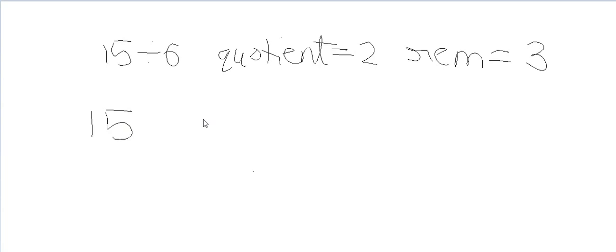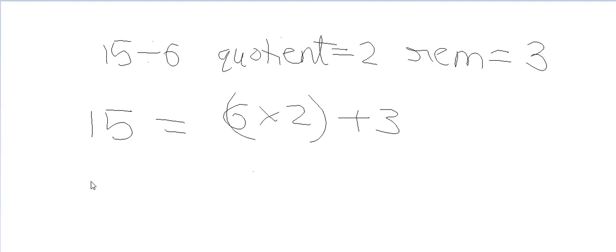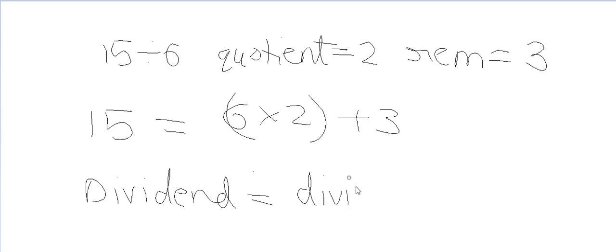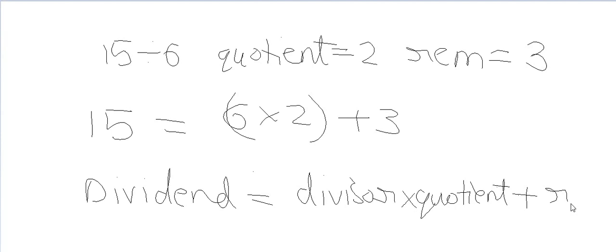So what is the relation between the dividend, the divisor, the quotient and the remainder? It is that we can write 15 is equal to 6 into 2 plus 3. That is, we can write dividend is equal to divisor times quotient plus remainder. This is the general thing that we call in arithmetic.